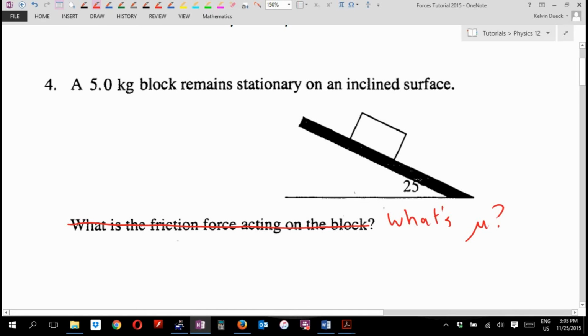So how would we handle this? What would we do first? Mackenzie, what would we do first every single time on all these questions? Are you saying I would label the forces and draw a diagram? Really? Is that what you're saying, Mackenzie? Well, good.